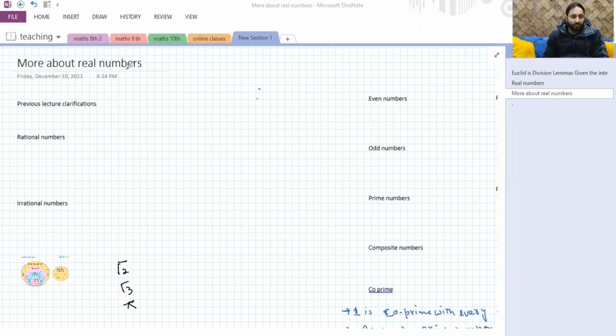First of all, let's start with what we read in the previous lecture. Let's revise. Rational numbers are those numbers which can be represented in the form of P by Q, where Q is not equal to 0. If this P by Q form is represented in decimal form, then after the decimal, the number should be either repeating or terminating.